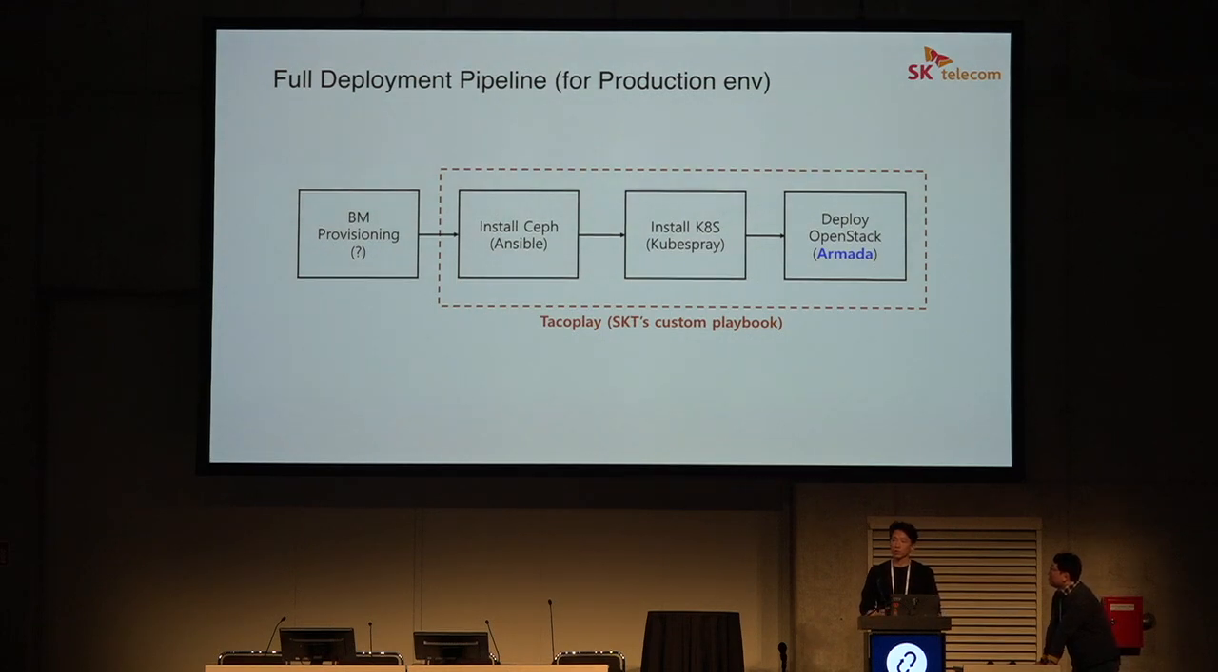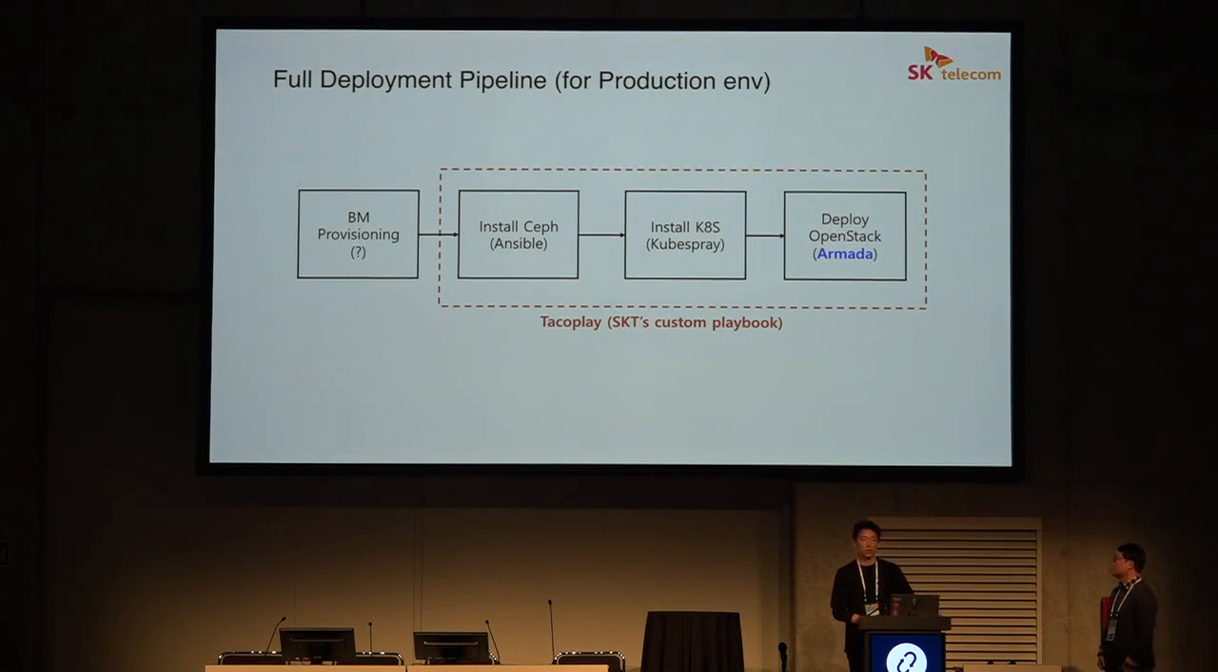Ironic is one of the candidate tools for that. Once the OS installation is done, we install Ceph using Ansible, install TACO and Kubernetes using Kubespray, which is also an Ansible playbook, and then deploy OpenStack and others using Armada and OpenStack-Helm charts. All of these tasks are wrapped into one single playbook, which we named TACO Play, and they are scattered into many jobs in our Jenkins.